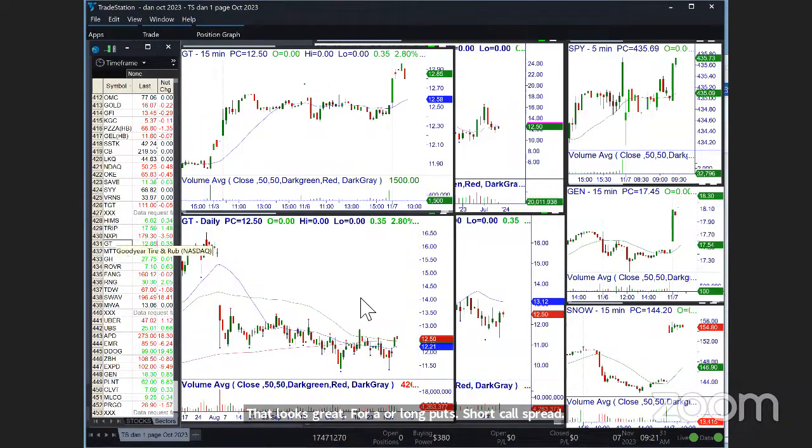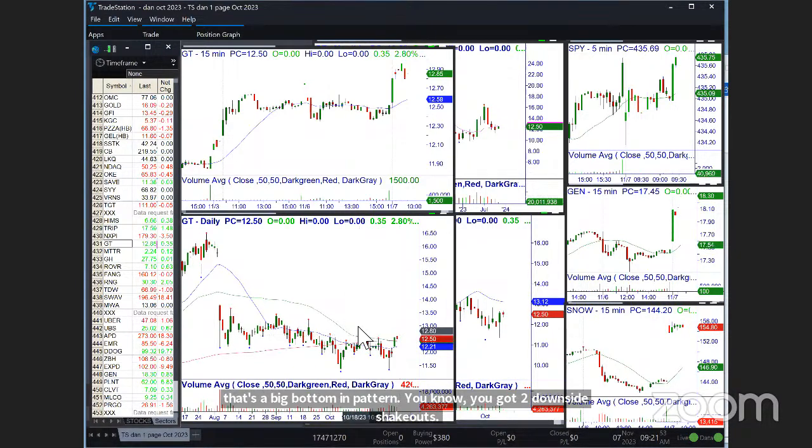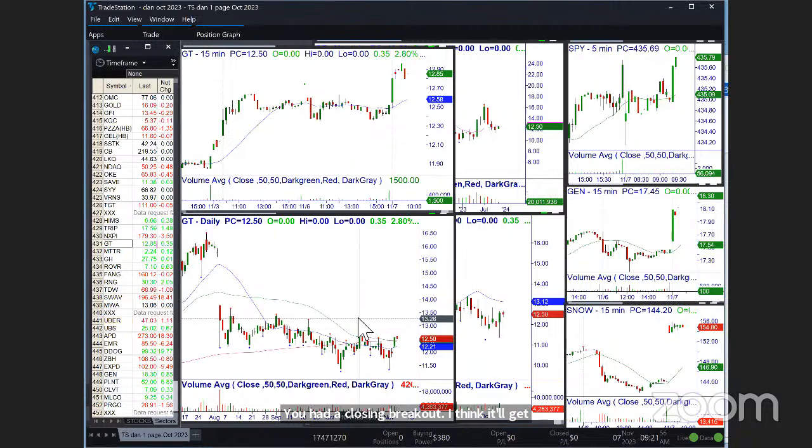And Golf Tango. And this was one I said yesterday in the green room as we were reviewing earnings, that this is a beautiful 1, 2, 3. If it opened flat, it's opening. Let's watch it on a pullback. That's a big bottoming pattern. You got two downside shakeouts. You had a closing breakout. I think he'll get through this one, no problem.